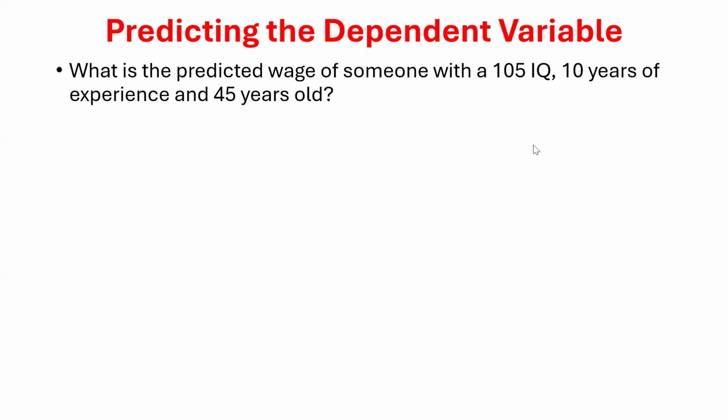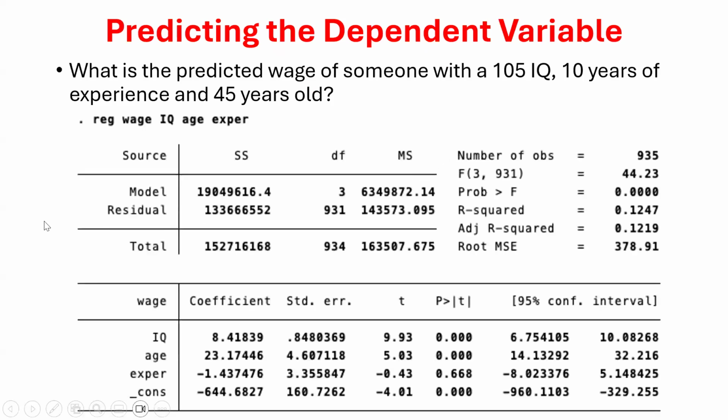We also talked about how I can make predictions. I think I revisited this last class with multiple linear regression, but before we go to Stata, let's say I'm trying to predict the wage. Someone has 105 IQ, 10 years of experience, and is 45 years old, okay? If I look at these regression results, how would I make that prediction? If I'm trying to predict wage, I have this equation where wage is equal to the intercept plus the coefficient on IQ times this hypothetical person's IQ, plus the coefficient on age times their age, plus the coefficient on experience times their experience.